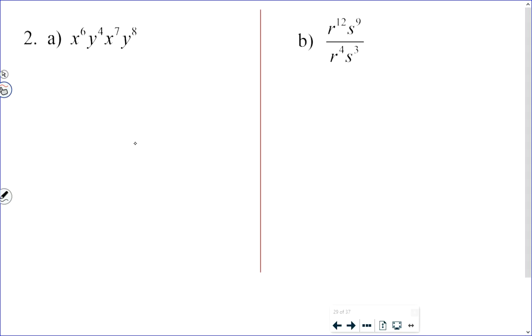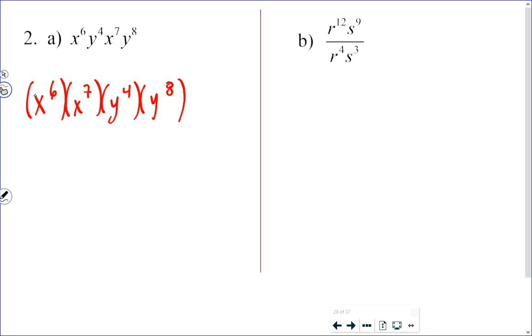All right, number 2. Very similar to the first set of questions that we were doing. This x to the 6 times y to the 4 times x to the 7 times y to the 8 can be rewritten as x to the 6 times x to the 7 times y to the 4 times y to the 8, because the order in which you multiply doesn't change the outcome. So I'm just grouping the x's together and saying now I can add the exponents. And I'm grouping the y's together and I can add the exponents. This is our answer, x to the 13, y to the 12.